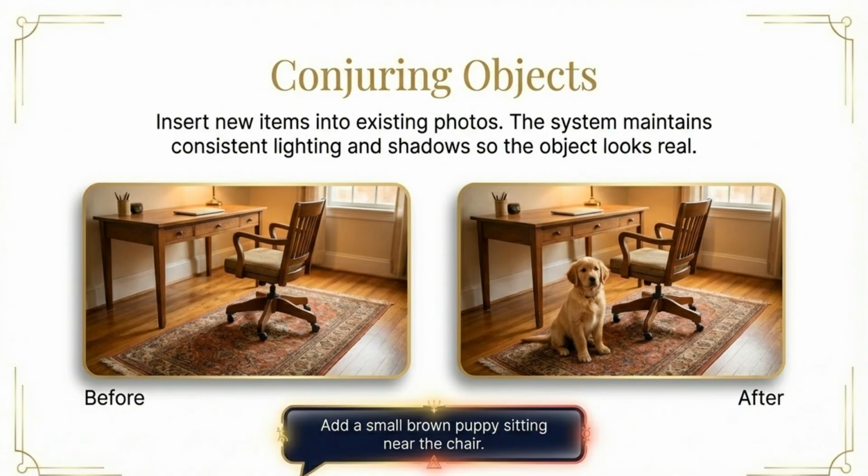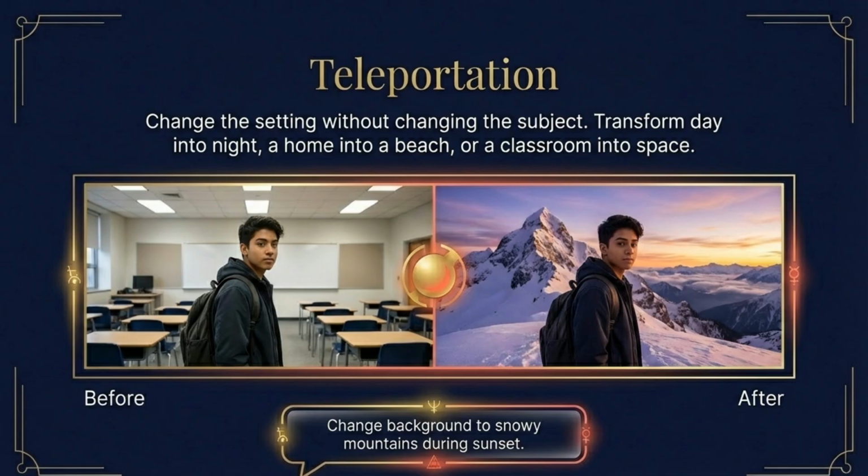You can also conjure objects, insert new items into existing photos, and the system maintains consistent lighting and shadows so the object looks real, such as adding a puppy near the chair in this example. Teleportation allows you to change the setting without changing the subject. Transform day into night, a home into a beach, or a classroom into space, simply by describing the new background you want.